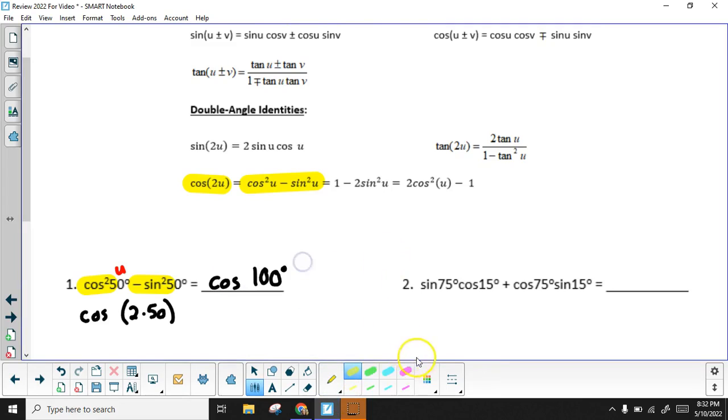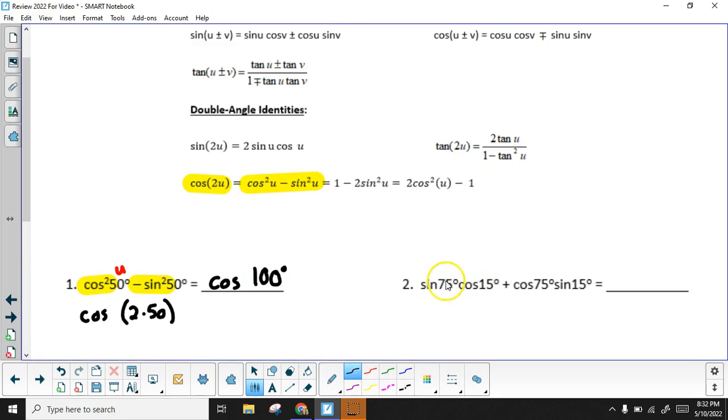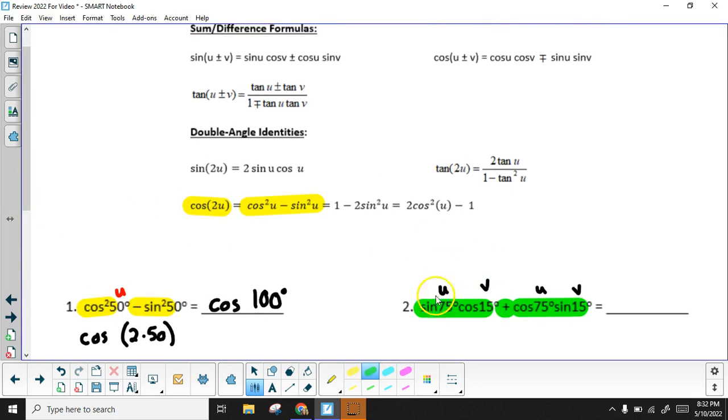For our next problem, we have sine 75 cosine 15 plus cosine 75 sine 15. So we've got 2 numbers here, the 75 and the 15. 75 will be like our u, and 15 will be our v. And we have here this formula, which is sine times cosine plus cosine times sine. And we look up here to see which one that looks like. Sine times cosine plus cosine times sine looks a lot like this one right up here, which is a formula for the sum of sines.